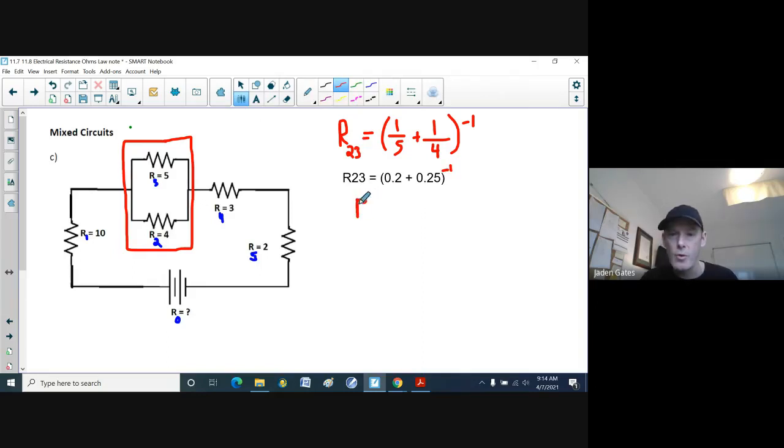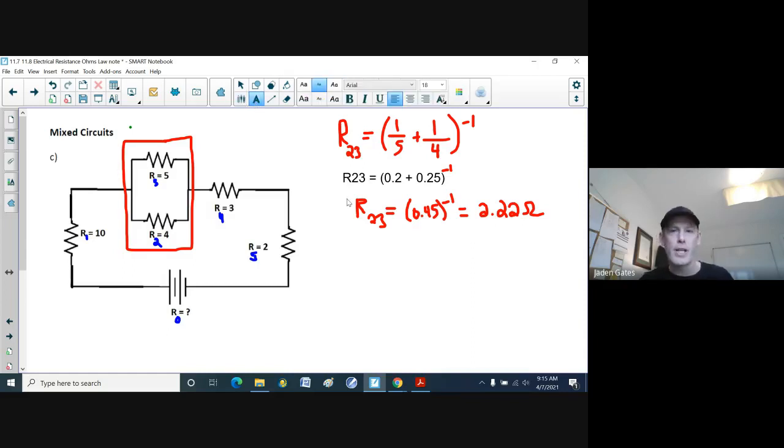All right, so now R2,3 is equal to, well, 0.2 plus 0.25, that's 0.45 to the power of negative 1. And let's see, I end up with 2.22 ohms.